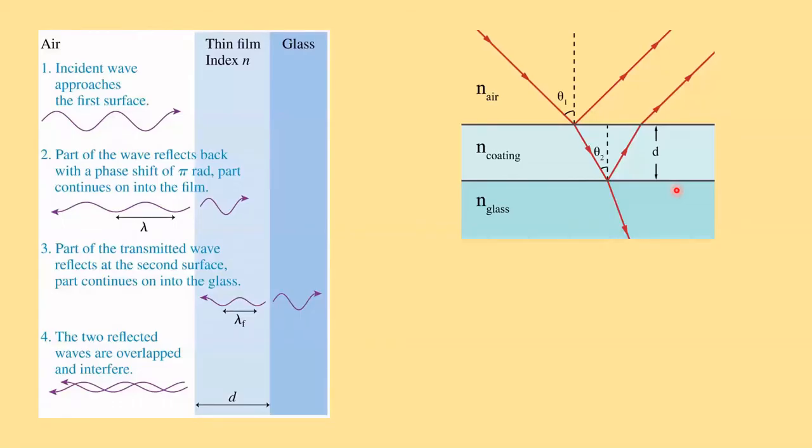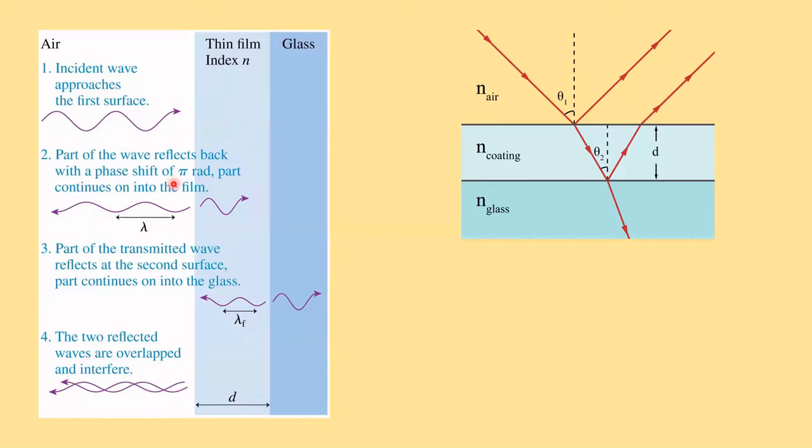Let's see if we can explain the phenomenon of thin film interference. Okay, so we've got the incident wave approaching. Some of that incident energy is reflected, some is transmitted. And notice, if the thin film has a higher index of refraction than air, which is likely because air is basically one, then there's going to be that pi shift in phase. You just have to memorize that.